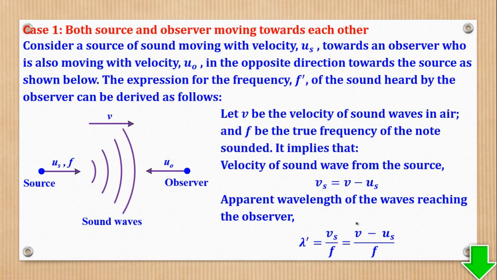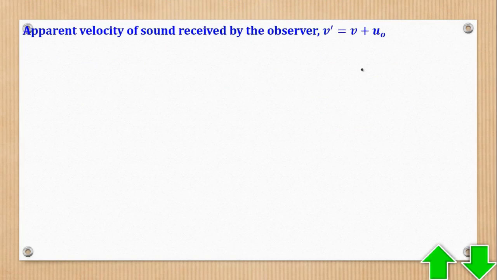What about V prime? The observer is moving towards the source. What do you think will happen? When the observer is moving towards the source, then V prime will increase. That's why there is V plus U naught.